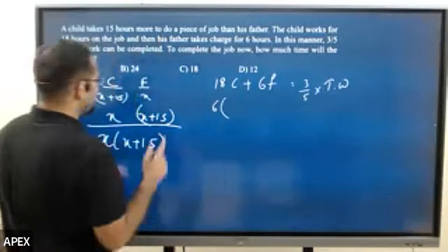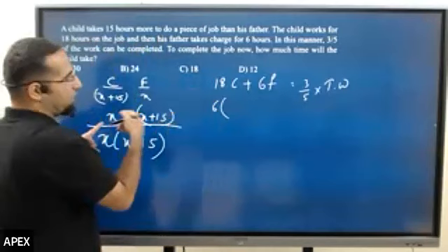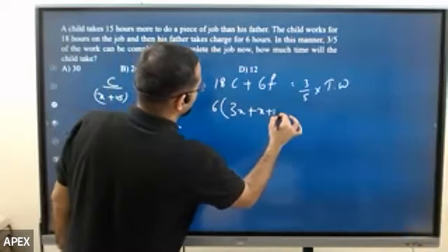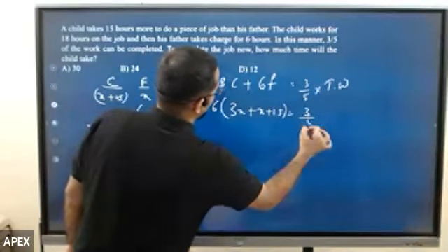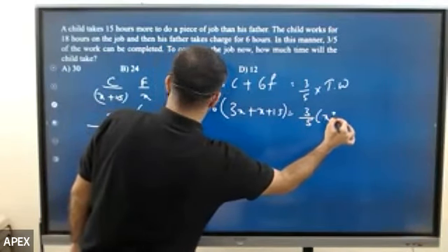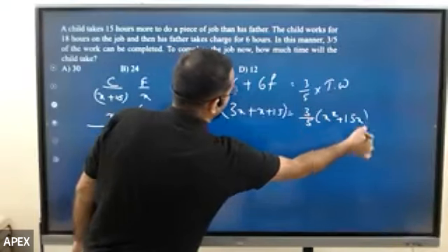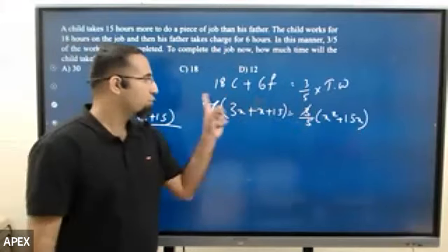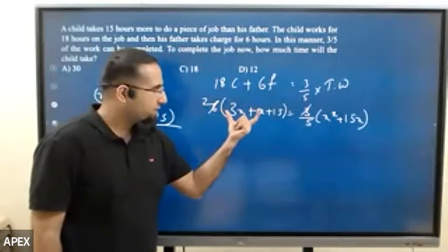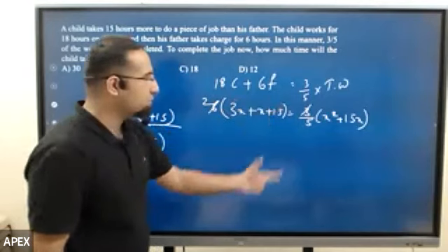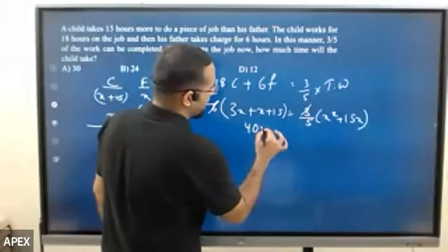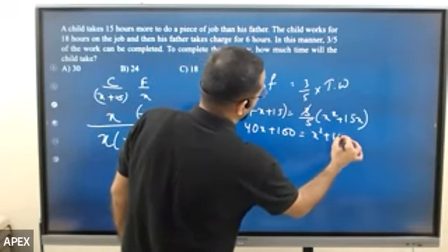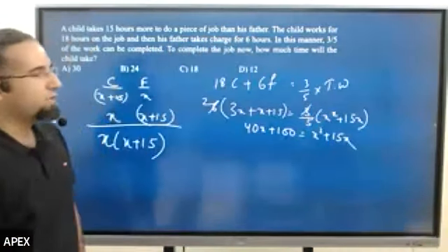6 I have 3c. 3 into 2x plus f, efficiency of f is x plus 15, is equal to 3 by 5 of x square plus 15x. 3 ones are 3, 5 twos are 10. This is 4x. 10 into 4, 40x plus 150. So we have here 40x plus 150 is equal to x square plus 15x. Let's keep x square positive.